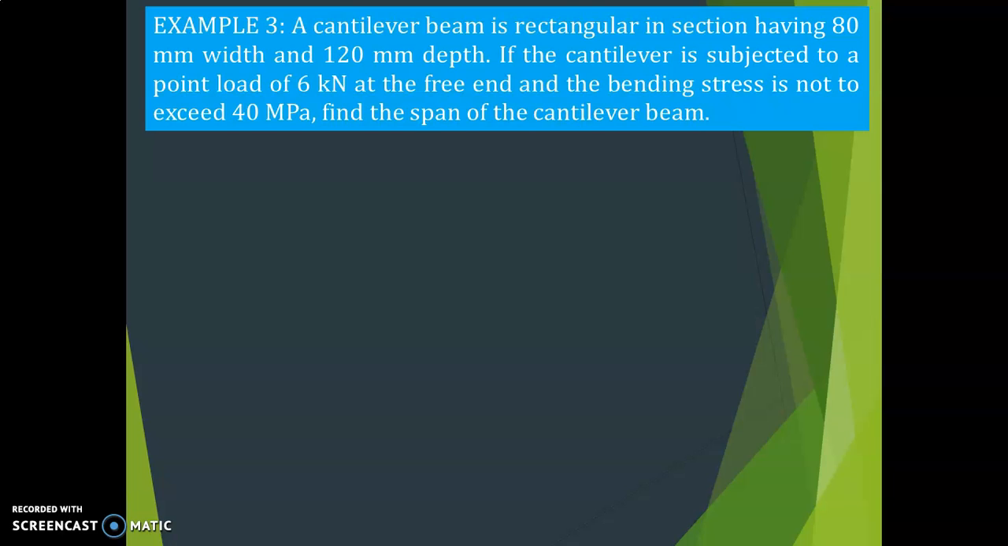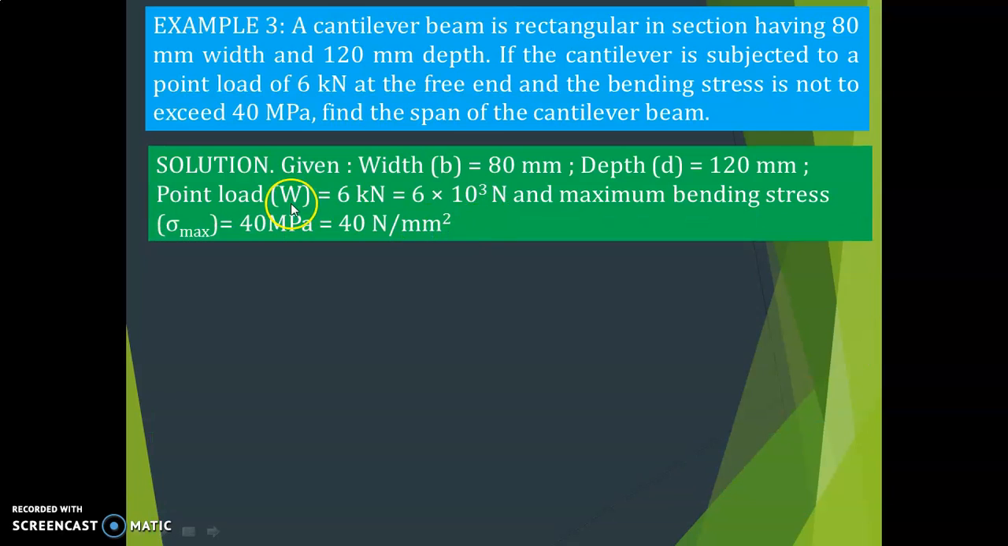Here it is a cantilever beam and it is given a section of 80 mm width and 120 mm depth. So it is a rectangular cross section and it is subjected to a point load of 6 kN at the free end. Okay, bending stress is given. It should not exceed 40 MPa. You have to find the span of the cantilever beam.